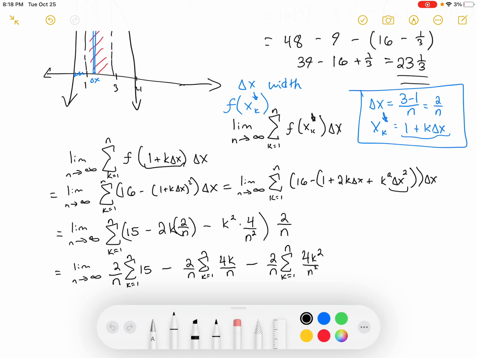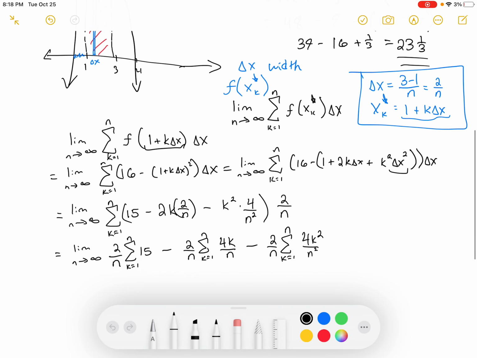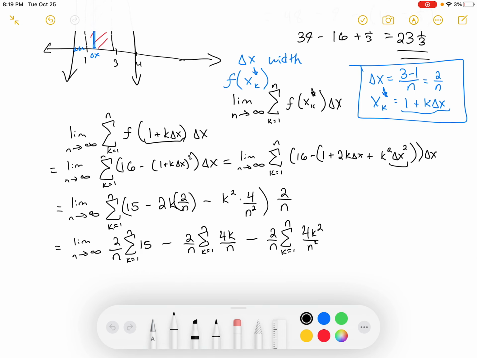So now let's pull everything we can outside of these sums. Remember, if we have a constant, we can pull it outside. So I get those nice little rules we have at the beginning of class, the nice little rules that were written on the left side of the board today. Okay, so I can pull the 15 out and leave a 1 in there. So this is 30 over n times the sum of 1 from 1 to n. Remember, that was an easy guy.